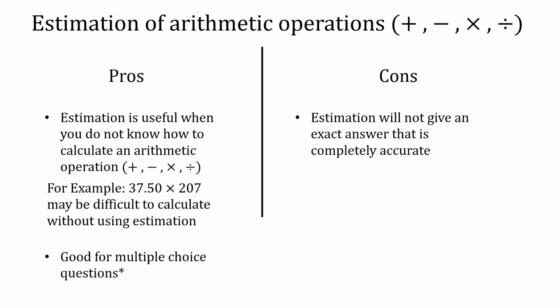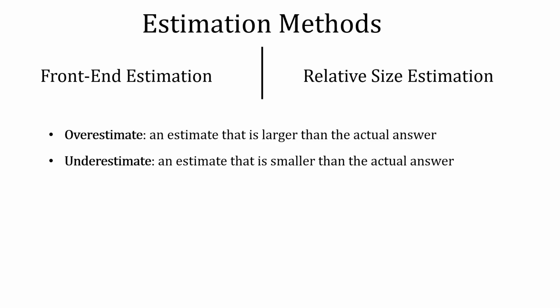But the pro is if you want to calculate something really quickly, or if you just don't know how to do the calculation with the exact values, you can use estimation to get simpler values so that you can perform the operation. And sometimes it's good for multiple choice questions. And the keyword is sometimes. These are the two methods that we're going to talk about, front end estimation and relative size.